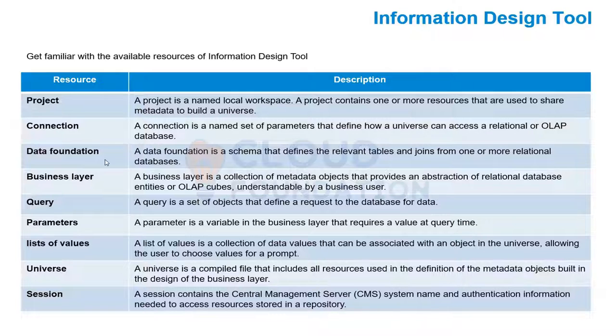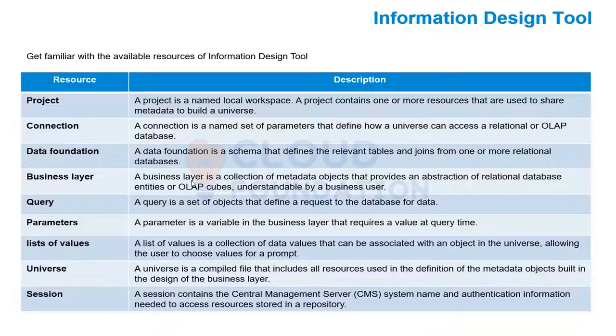After creating the data foundation, we will go ahead and create a business layer. In the business layer, as I told you earlier, there will be classes and objects. For example, product will be a class name. Under product, we will create objects like product name, product ID and quantity. Those kinds of objects, key dimensions and key figures, we will create, and we will map those objects to the required columns of the tables. That is done in the business layer.